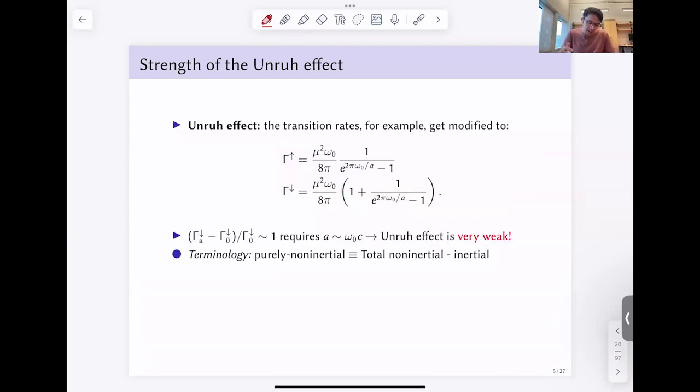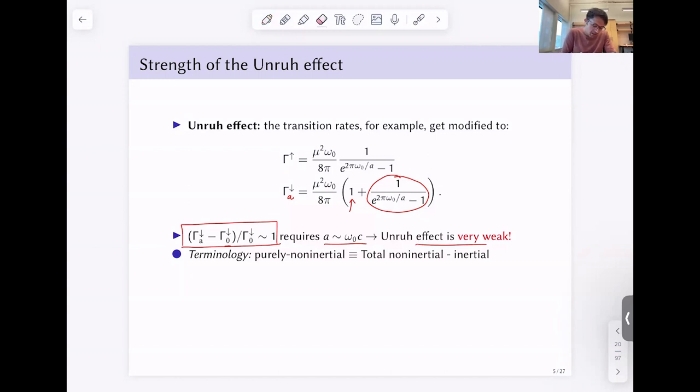And if we just run a simple computation, we can see that if you want to have this term, which we just obtain by subtracting from the total decay rate the inertial contribution, which is just captured by this one here, we note that if you want this ratio to be of the order of one, you need very large accelerations. The acceleration must be of the order of omega naught times c, the speed of light in vacuum. And it means that the Unruh effect is in general very weak.